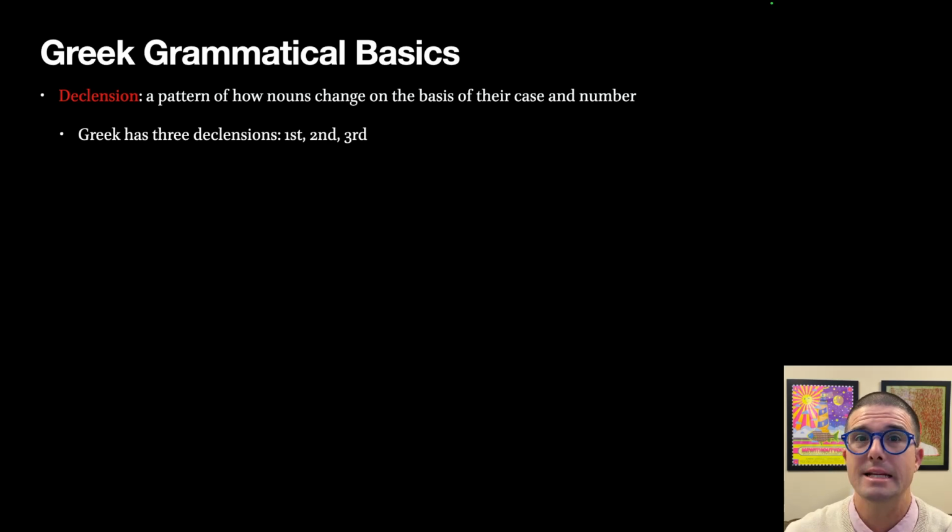Declensions don't have anything to do with verbs. They have everything to do with nouns. And declensions are a pattern of how nouns change on the basis of their case and number, not on the basis of their gender necessarily, as we'll see in just a moment here. So Greek has three different declensions: the first, the second, and the third declension.